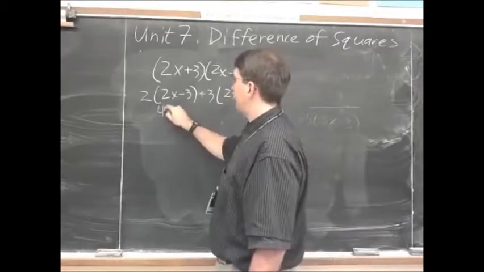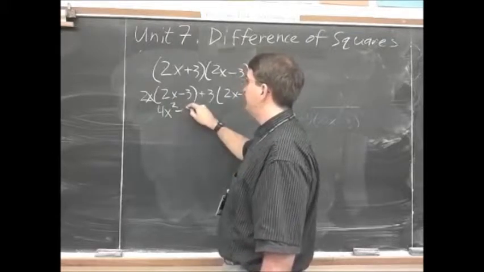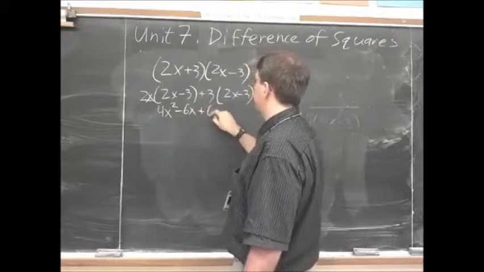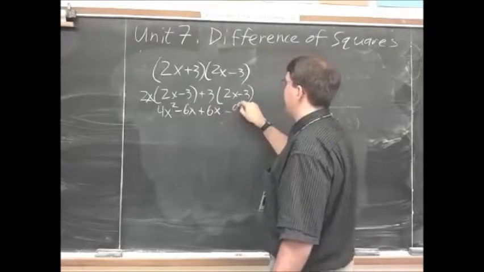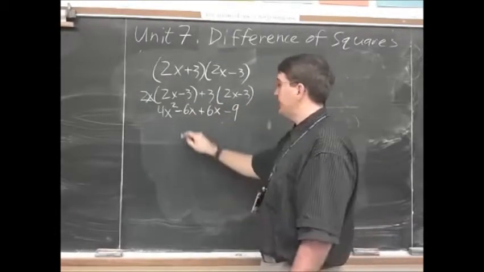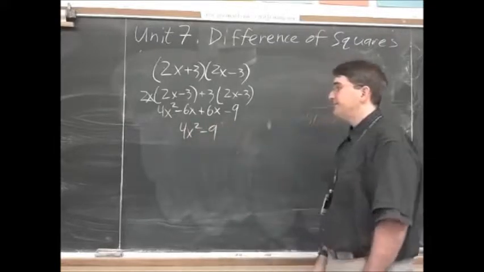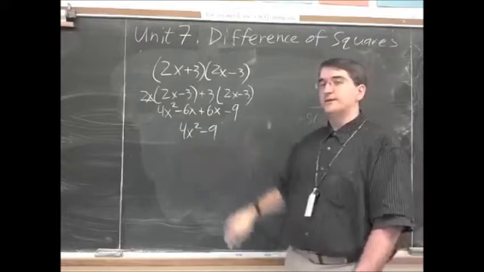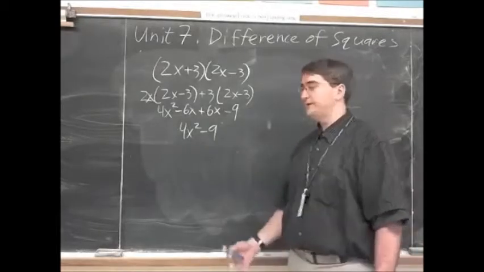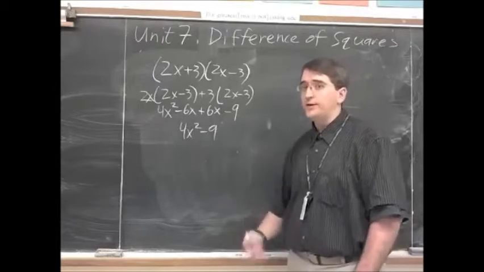We get 2x times 2x, I'm sorry, that should be 2x. So that's 4x squared minus 6x plus 6x minus 9. Combining like terms, those two terms cancel away. And so all I'm left with is 4x squared minus 9. This right here is an example of what's called a difference of squares, because that's literally what it is.